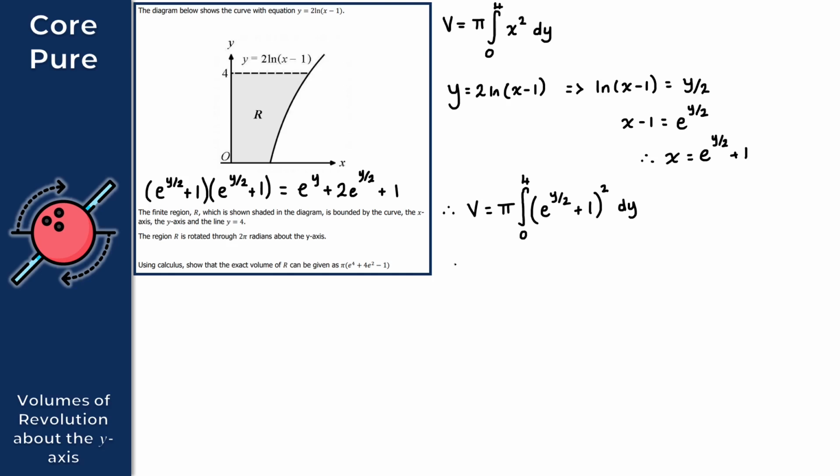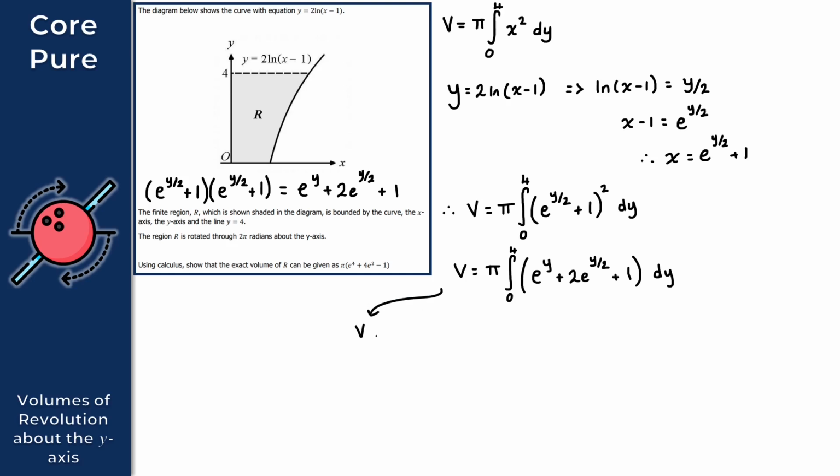So we're integrating here then. V is equal to pi times by the integral then from 0 to 4. So we have this full expression here then. So e^y plus 2e^(y/2) plus 1, like so. And again, this is with respect to y here, so dy. Okay, so just integrating this here, nice and straightforward. What do we get then? I'll do it underneath really, I've got enough room.